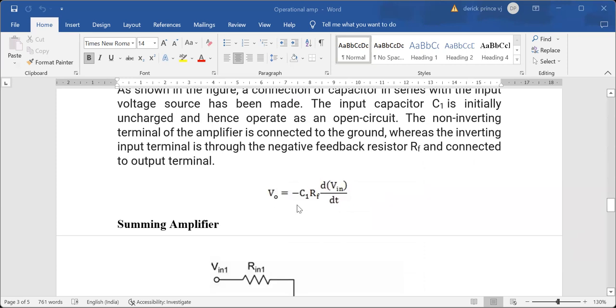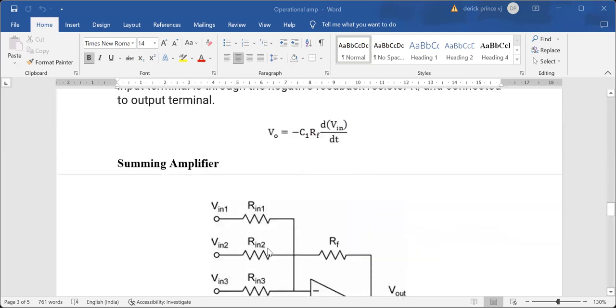The general formula for the output is equal to minus CR dVin by dt. This is the general formula for differentiator circuits.